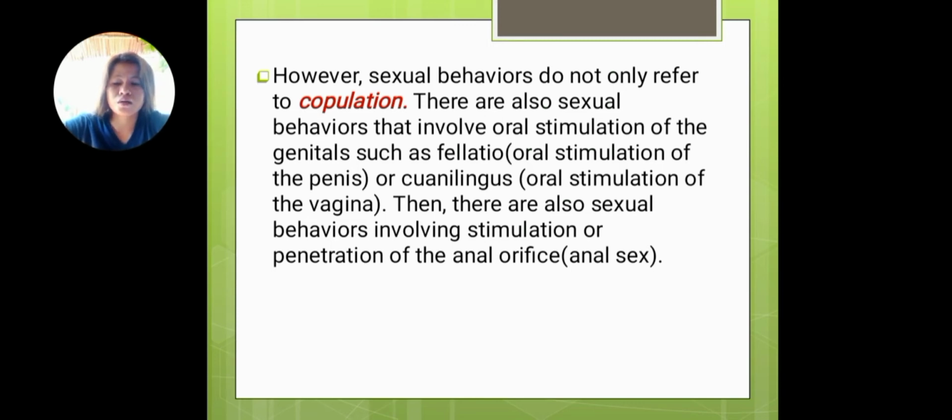So, copulation is a word for sex. It is an even more scientific way of saying sexual intercourse. You can use this word to describe the sexual practices of humans.